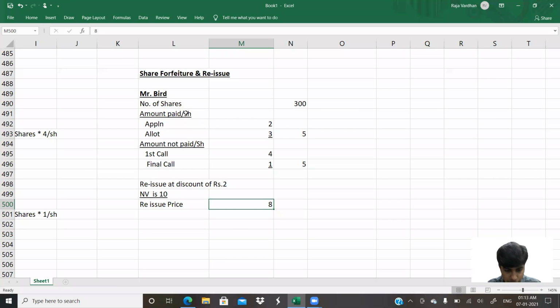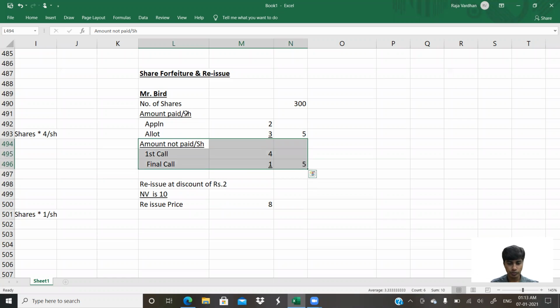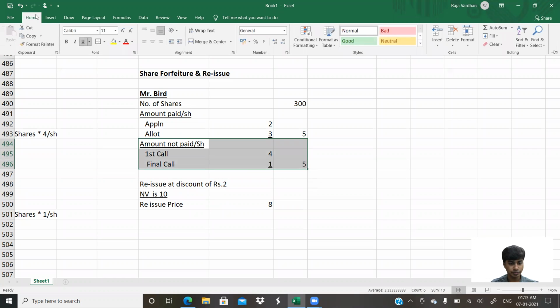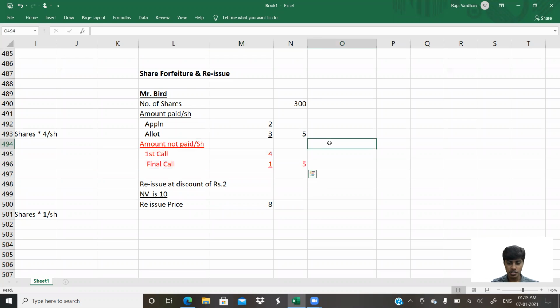So what will happen on reissue? On reissue, see, this is received. This is not received. Amount not paid. Make this red. 5 rupees is already received. And now you'll receive 8 rupees per share. I'll put this 8 here. Okay. 10 minus 2.